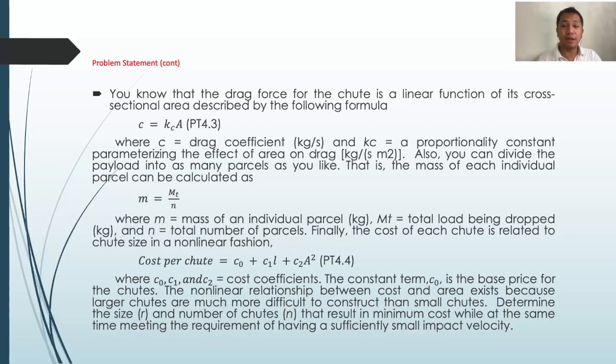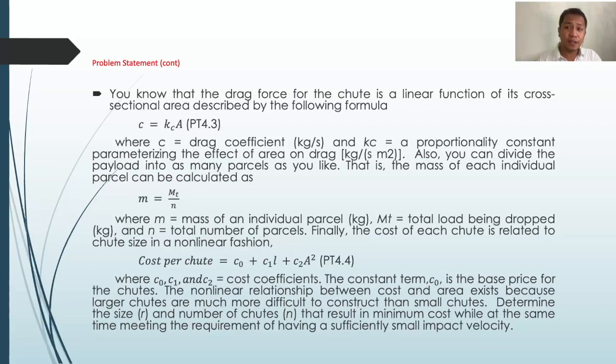Finally, the cost of each chute is related to chute size in a nonlinear fashion, and that is cost per chute is equal to C naught plus C1 L plus C2 A squared, where C naught, C1, and C2 are cost coefficients. The constant term C naught is the base price for the chute. The nonlinear relationship between cost and area exists because larger chutes are much more difficult to construct than small chutes.